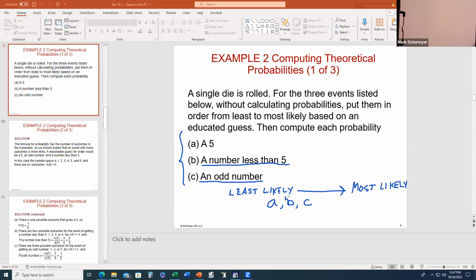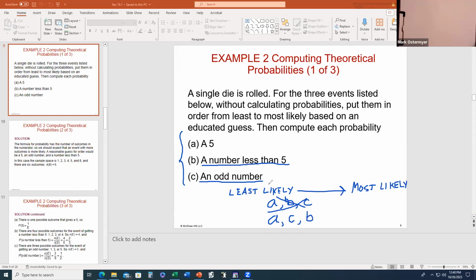Okay, so let's see if we can revise this. What should the order be here? I think there's a slight flaw in this. What should it be, least likely to most likely? A, C, B. Yeah, probably A, C, B. Okay. All right.